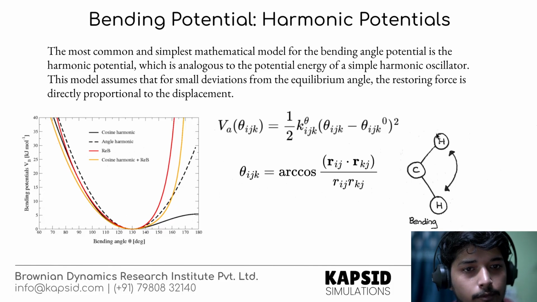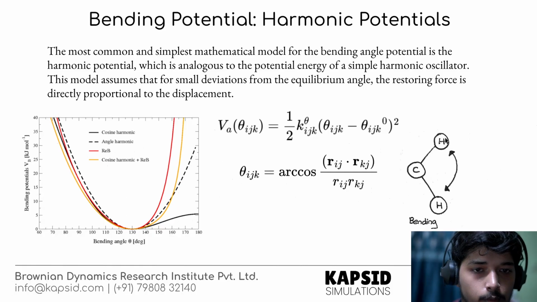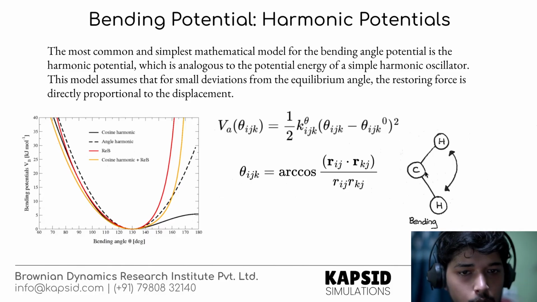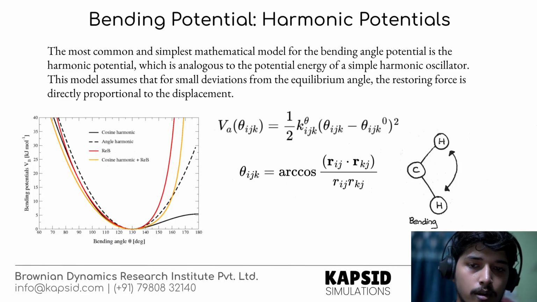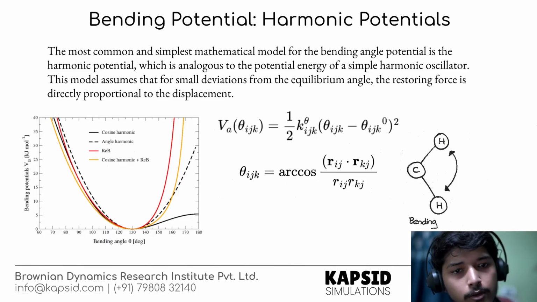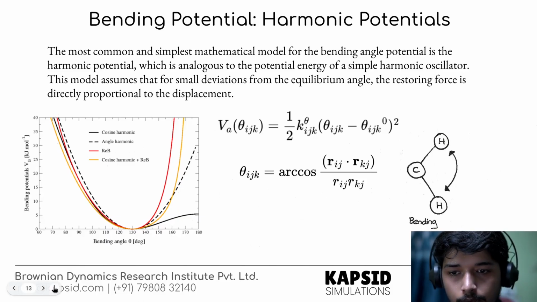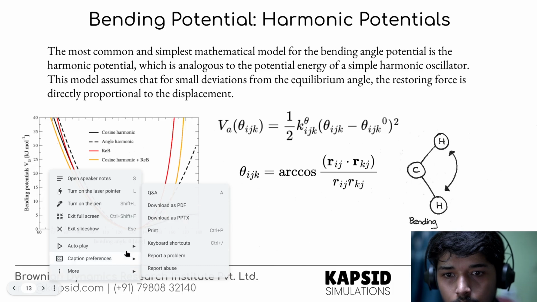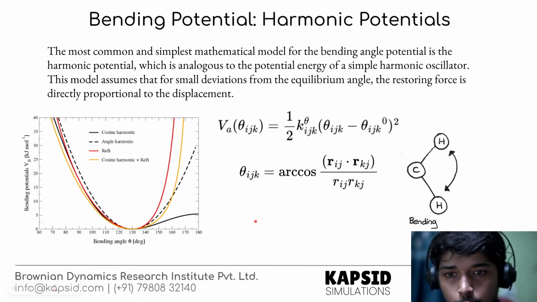So let's say we have one hydrogen, let's call it I. So hydrogen is I, C is J, and H is K. Now if we look at what a dot product is, A dot B is equal to AB cos theta, right? So if we do that, I'll open a pen. I'm not sure if I can type here, but let's do it with a pen.